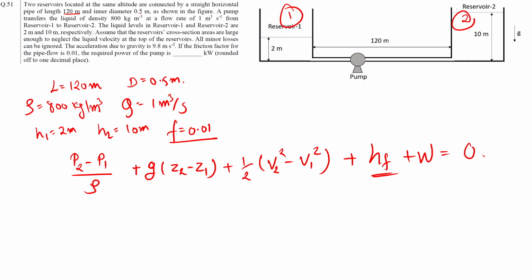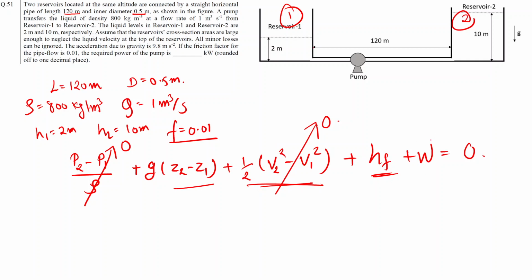Now over here, the inner diameter of the pipe remains constant, that is 0.5 meter. That is, the velocity at both point 1 and 2 will be same, so we can neglect this term. Also, P2 and P1 both are open to atmosphere, so they will be same, and we can cancel this first term also, that is P2 minus P1 will be 0. So now we are left with these three terms, and we have to find the power.